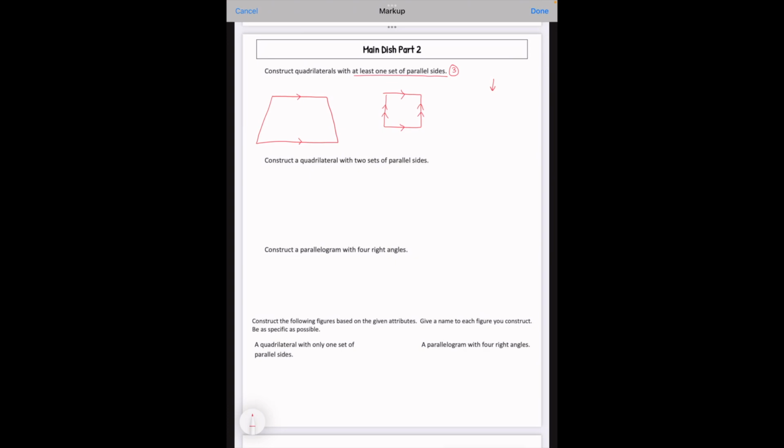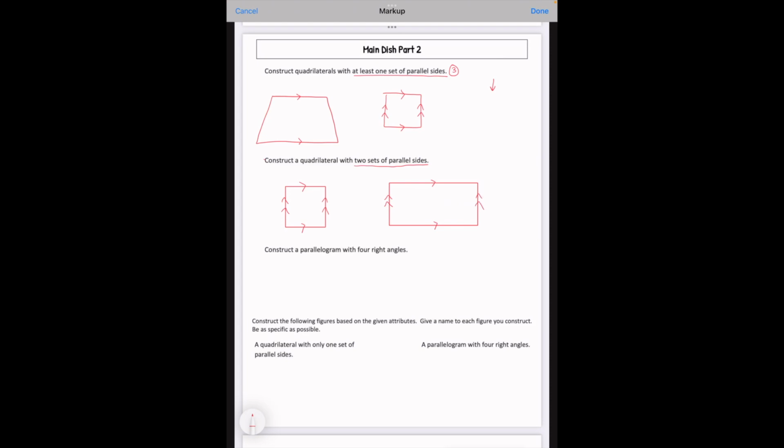Next one, construct a quadrilateral with 2 sets of parallel sides. So this time there must be 2 sets of parallel sides. So looking at the top, the shapes that we drew out, which shape would not be able to go down here? Yeah, the trapezoid's not going to be able to come down in this set of characteristics because it only had 1 set of parallel sides. So focus on shapes that have those 2 sets. We can go with the square. We could go with the rectangle, as long as it meets those requirements.